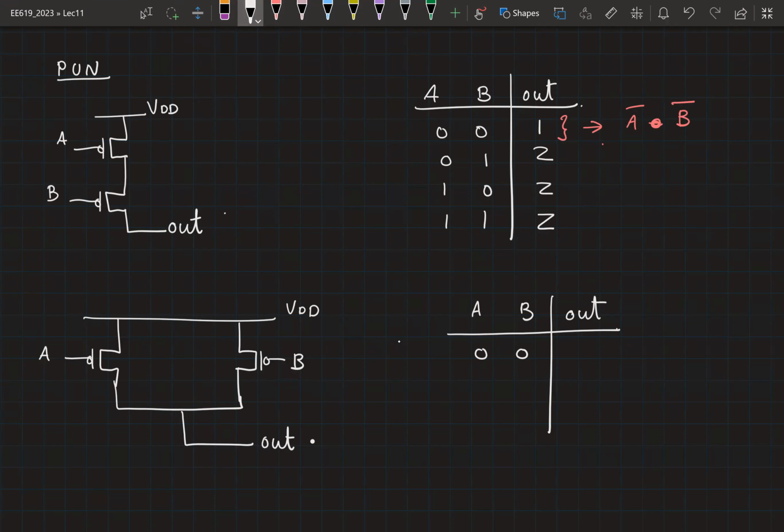Similarly for this. What does this correspond to? So either A has to be 0 or B has to be 0. And the output is 1. Okay. So now, based on all of this information, let us try and implement a very simple logic gate. We are going to implement Y is equal to A dot B bar.